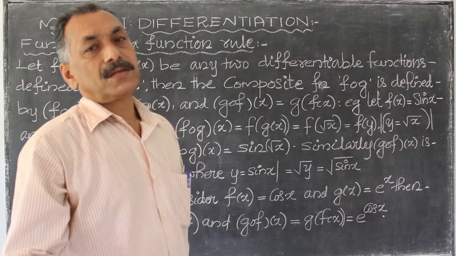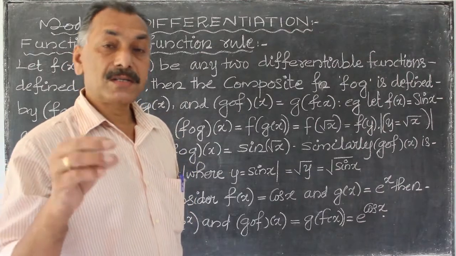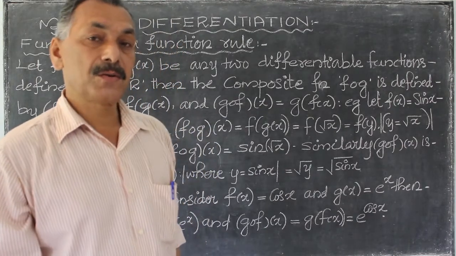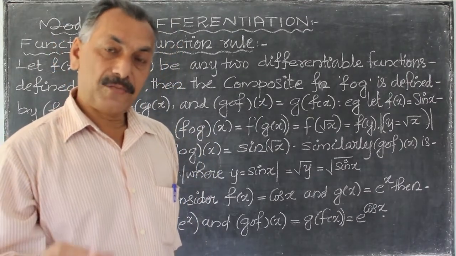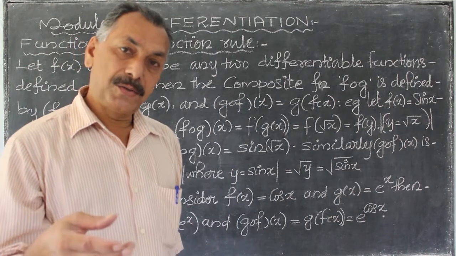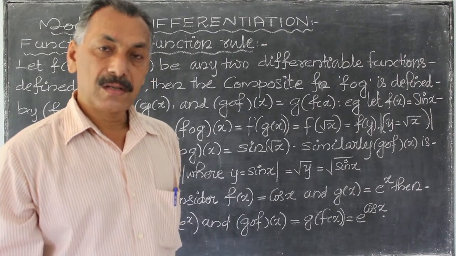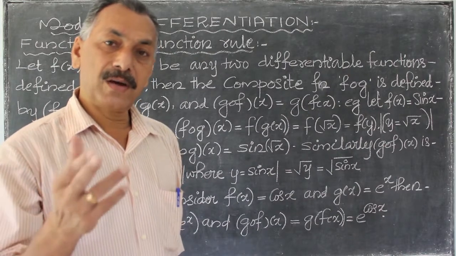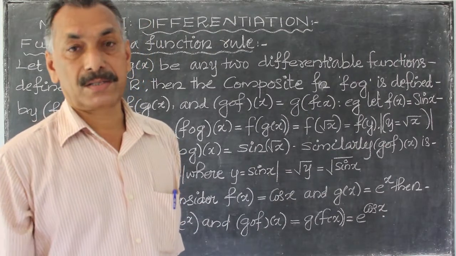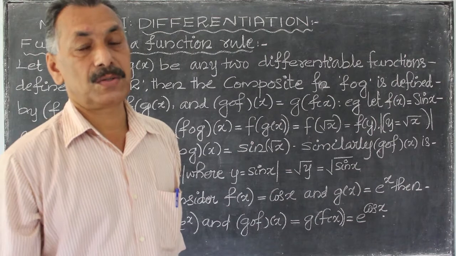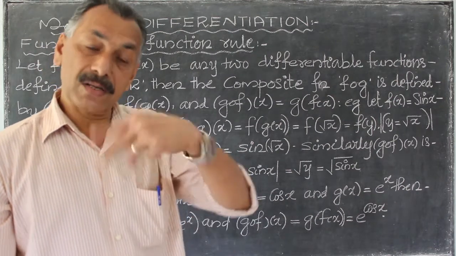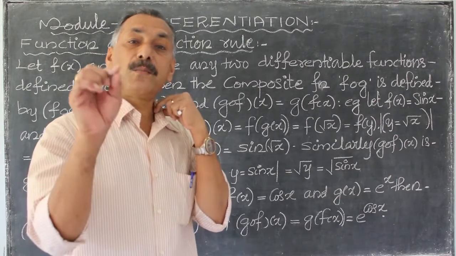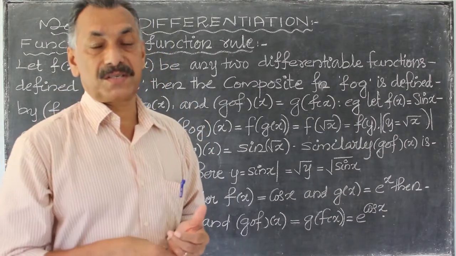In previous classes, we have seen the function of a function rule. What do you mean by function of a function rule? If y is a function of u and u is a function of x, then dy by dx is equal to dy by du into du by dx. That is function of a function. Function of a function means it is the composition of two functions.